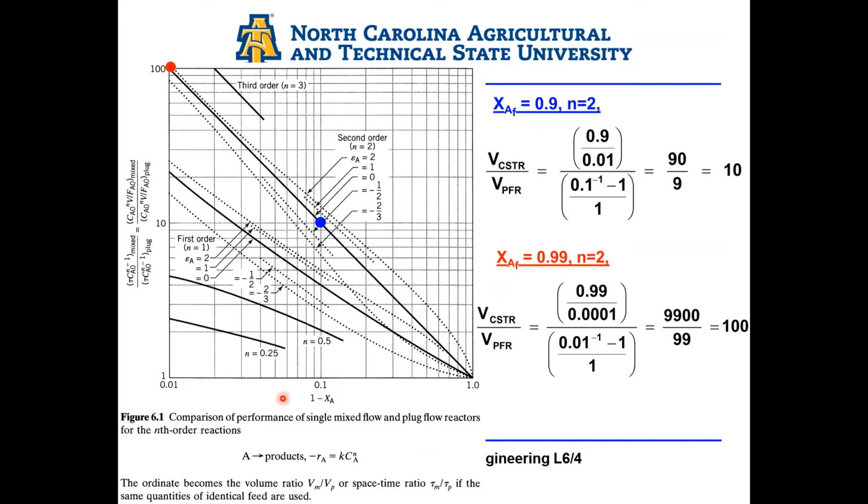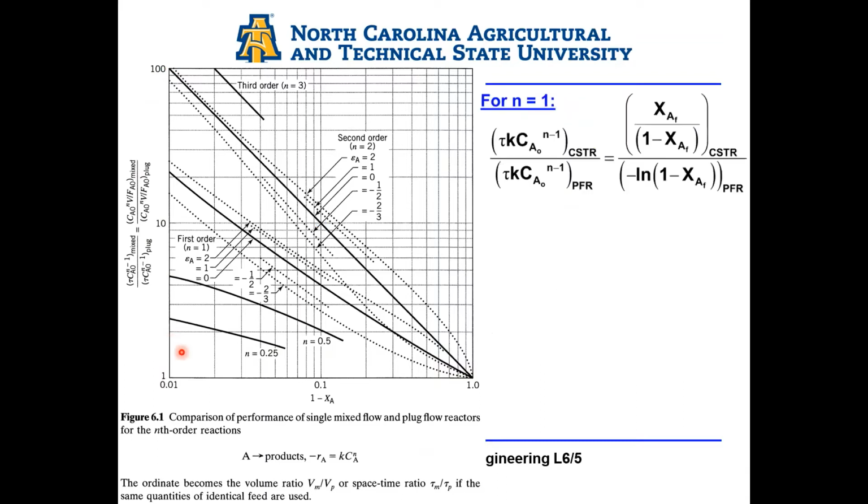Now we're seeing a second observation, right? As my conversion requirement increases, the volume ratio of CSTR to PFR increases exponentially. So at higher conversions, this ratio increases exponentially, whereas at lower conversions, if I want a conversion of 0.2, for example, you can see that the ratio of the two reactors is not that large. So as the conversion requirement increases, the ratio of the two reactors becomes much bigger. So you will need a much larger CSTR to get the same conversion as a PFR.